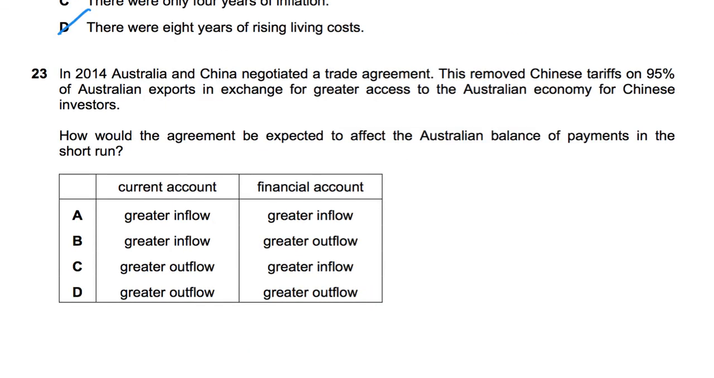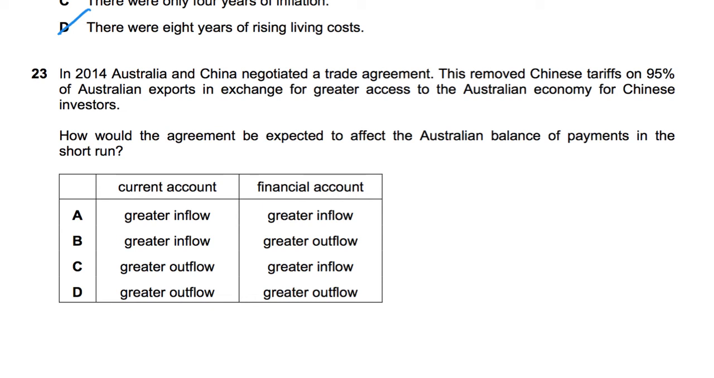In 23, they say that in 2014, Australia and China negotiated a trade agreement. This removed Chinese tariffs on 95% of Australian exports, which means that Australia is getting greater access to China in terms of being able to sell their goods in China, in exchange for greater access to the Australian economy for Chinese investors. So Australia is allowing Chinese investors to invest in Australia. So what will that do?